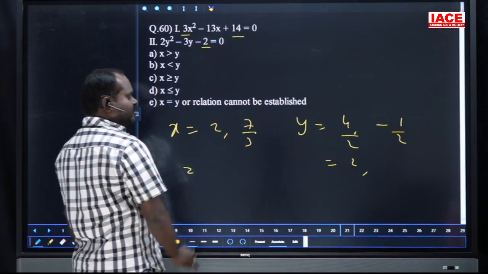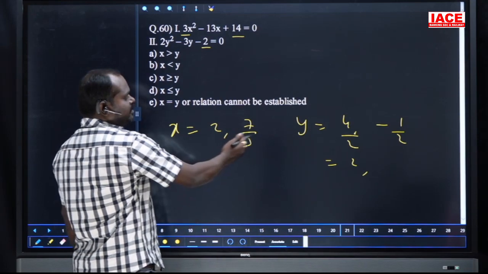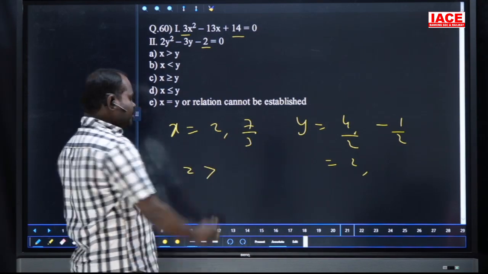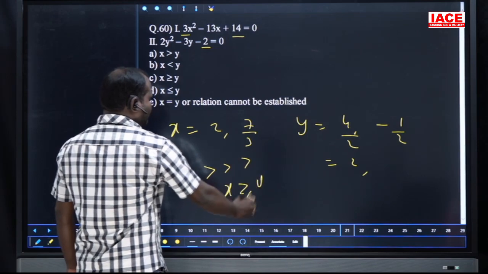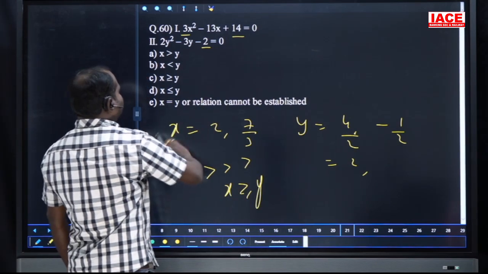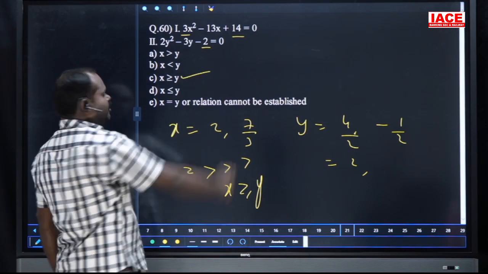2 is compared to the lesser value, greater. 7 by 3 compared to that is above 2, that means greater, and equal, so greater. X is greater than or equal to y. Option C.